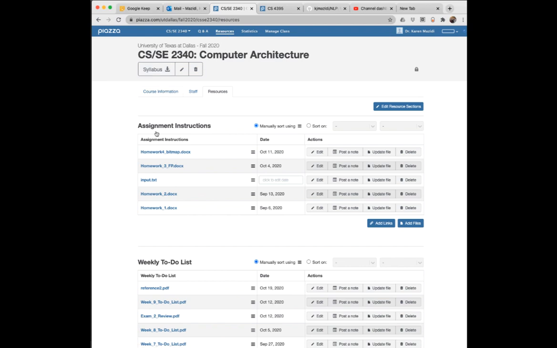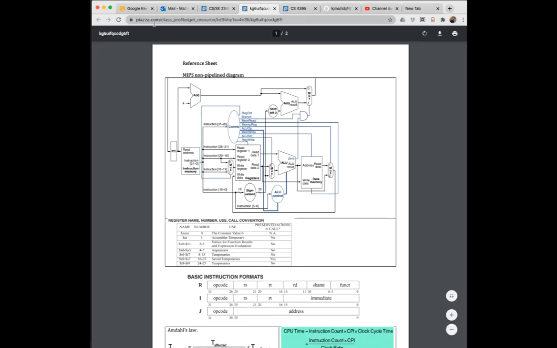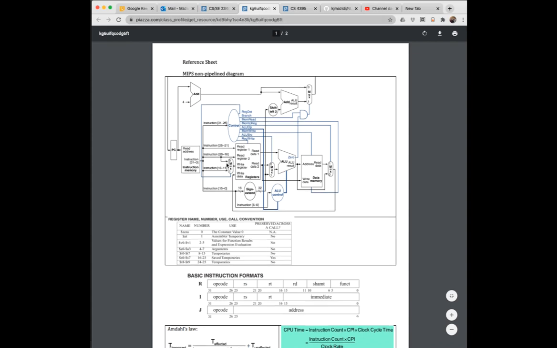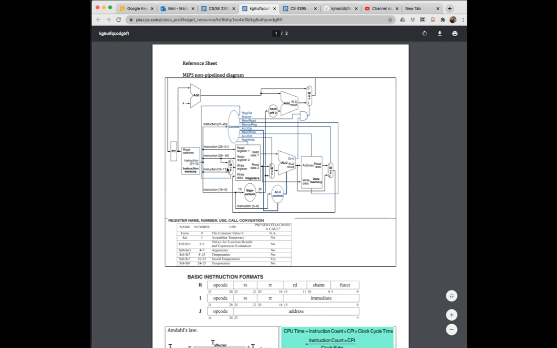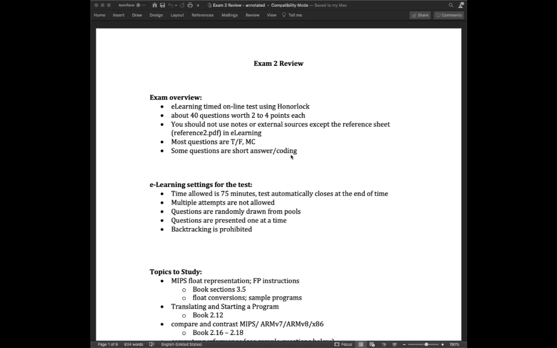All right, in Piazza on the resources page, we have the reference sheet right here. This URL will be whitelisted during the exam, so you could open this up before the exam and it should be no problem for you using this during the exam. There are a few short answer coding questions. Most of the questions are true, false, or multiple choice. It's an hour 15 minutes.